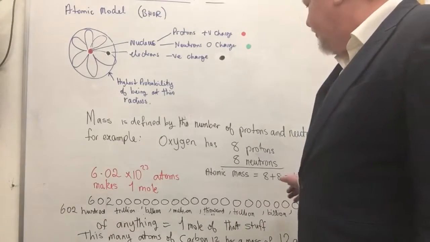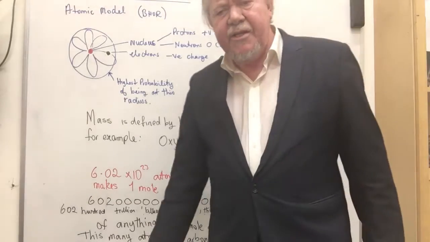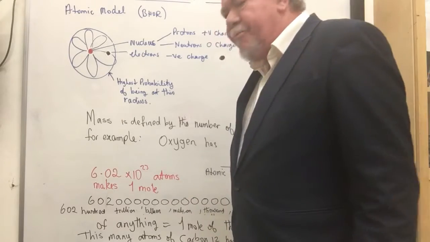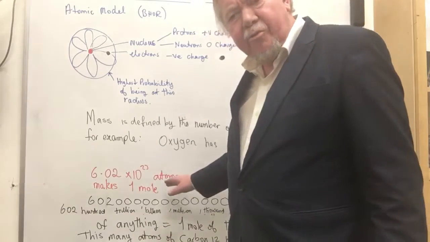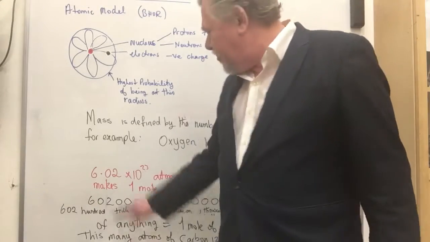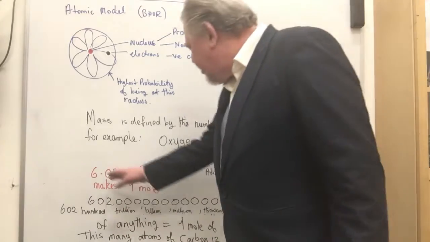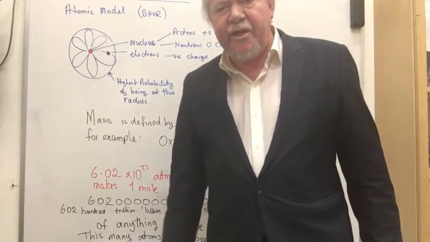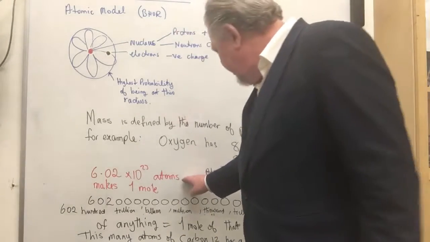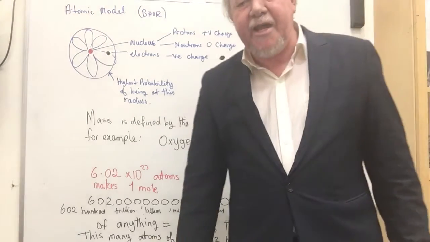And basically it's defined like this. So we've got 6.02 by 10 to the 23 atoms. If we put this many atoms together, we would call that a mole. Put this many cars together, we have a mole of cars. Put this many houses together, we have a mole of houses. This many pens, we have a mole of pens. Whatever it is, if it's got this many in it, 6.02 by 10 to the 23, we have a mole of it. Okay? And a mole of oxygen is 16 grams. That's the mass.